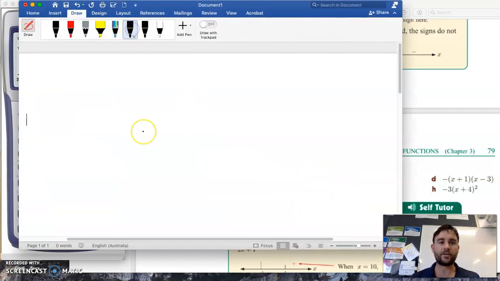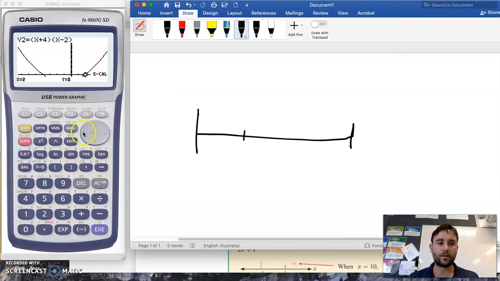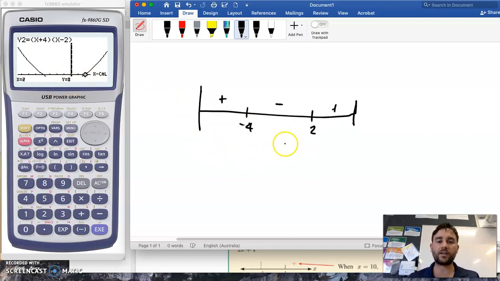So if I just go and draw my sign diagram, I put in my intercepts. One was, I think, minus 4, and the other one was 2. So we've got minus 4 and 2. Prior to this, it was positive, then between them it is clearly negative. It's beneath my x-axis there, and positive again. So there's my sign diagram for that one.